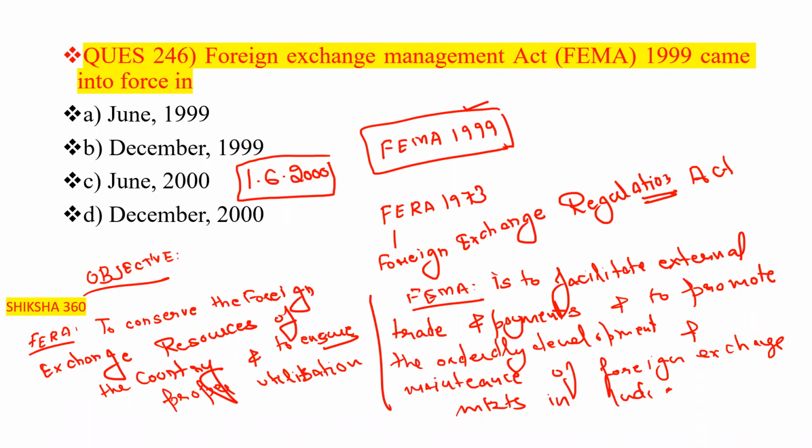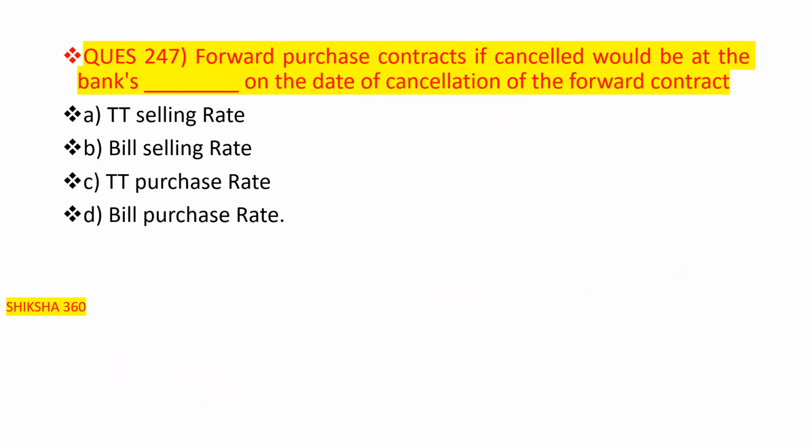So now move to the next question, and I hope all of you will respond positively in that question also. That is TT buying, TT selling. That we have already discussed in the first chapter, a very easy question. Forward purchase contracts, if cancelled, would be at the bank's which rate? Basically, a forward purchase contract will be cancelled at the selling rate.